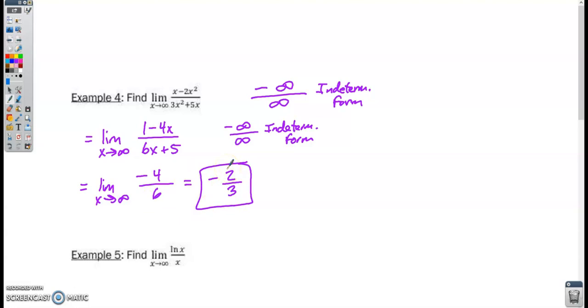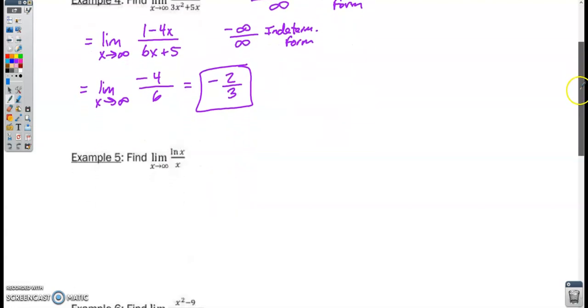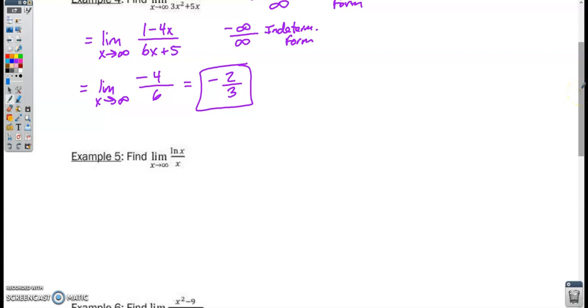And that should jibe with what you learned earlier in how to find the limit as x approaches infinity of a rational function like this using some other techniques. Those other techniques, however, would have been useless on an example like example 5. When we look at this, the limit as x goes to infinity of natural log of x over x. This is, again, an infinity over infinity indeterminate form.